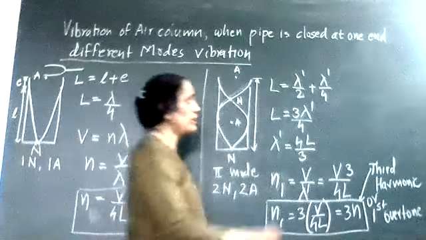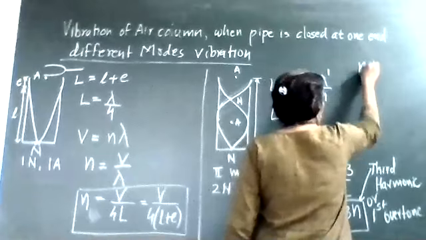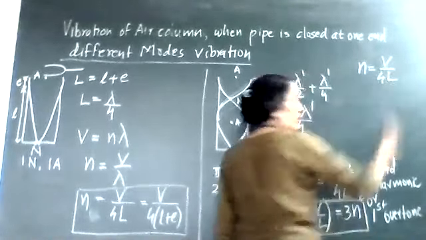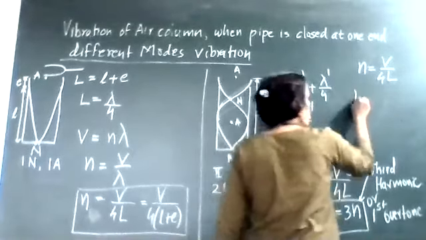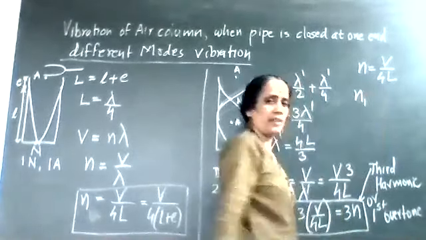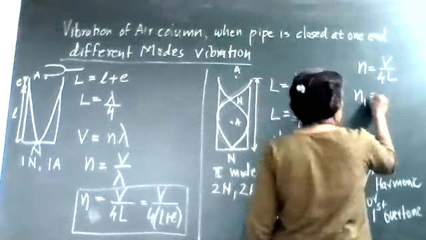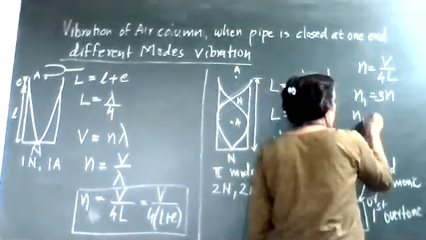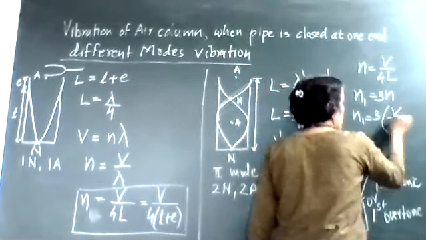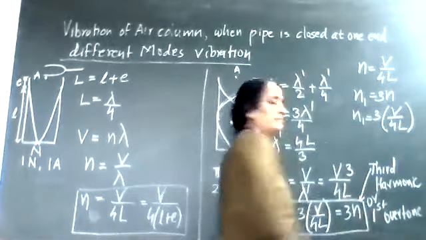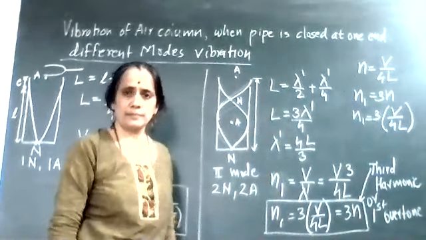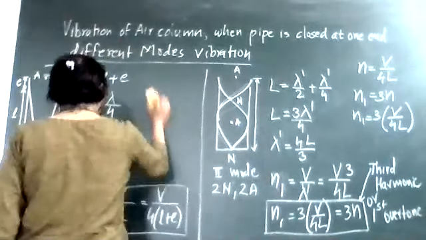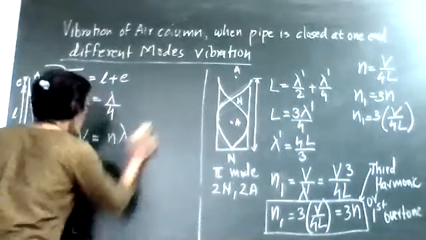Clear? Means what? I will write in the corner: the fundamental frequency when the pipe is closed at one end is equal to V by 4L. The first overtone frequency or third harmonic frequency, N1, is equal to 3N, or N1 is equal to 3 into bracket V by 4L. That I am getting. Clear? Now, here I can say the third mode of vibration.